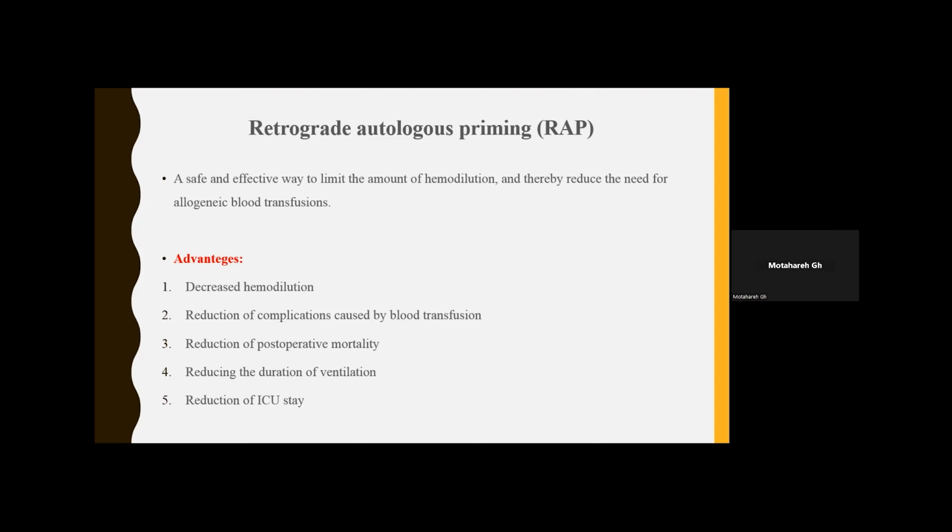Concern about the side effects of blood transfusion has led to the development of methods to preserve the patient's blood. One of the ways to reduce the hemodilution rate is the use of autologous blood for priming of the circuit. In this method, a portion of the volume of the priming agent is replaced with the patient's autologous blood. And autologous priming can be made using either antegrade or retrograde method. The advantages of this method are the decreased hemodilution, reduction of the complications caused by blood transfusion, reduction of postoperative mortality, reducing the duration of ventilation, and reduction of the ICU stay.